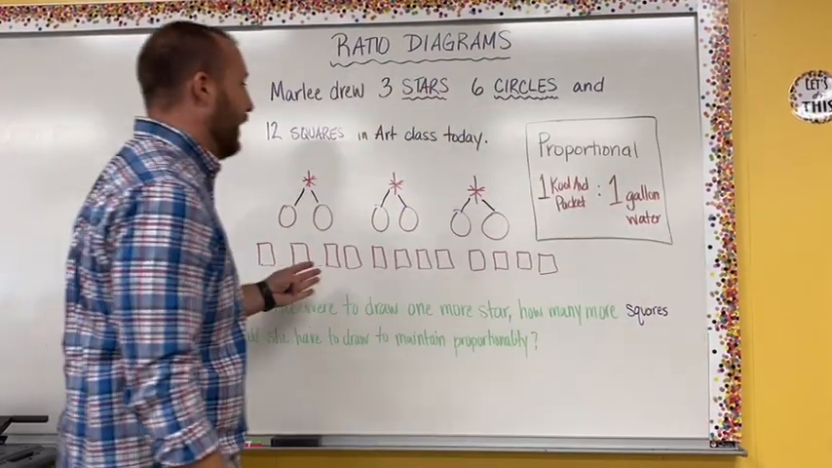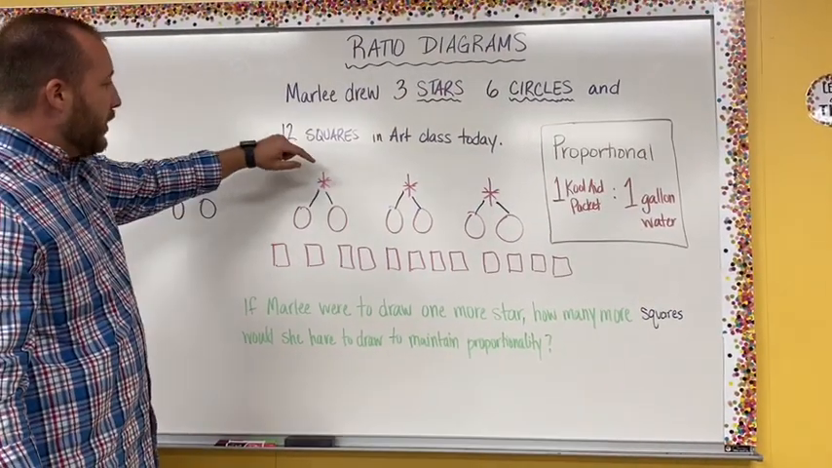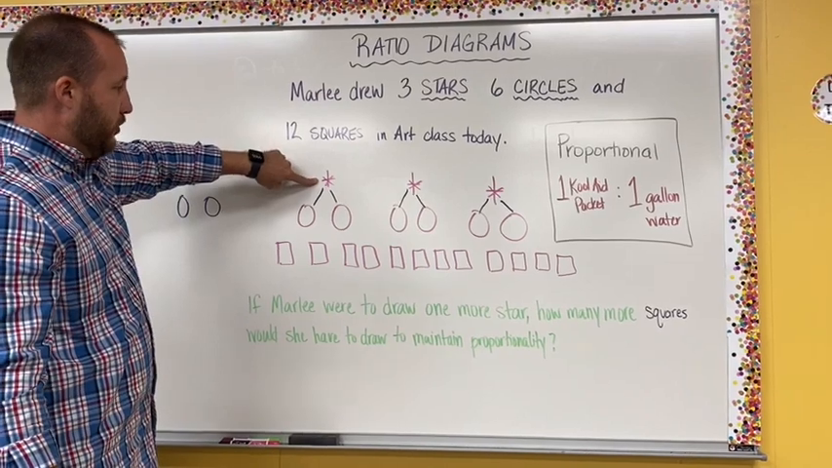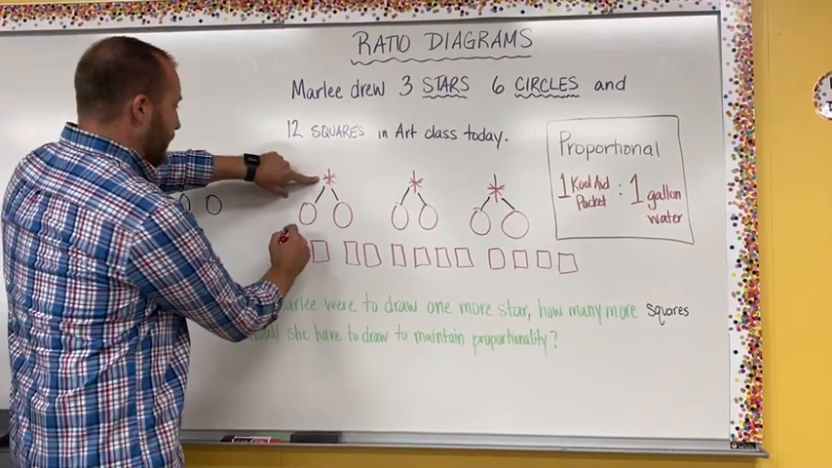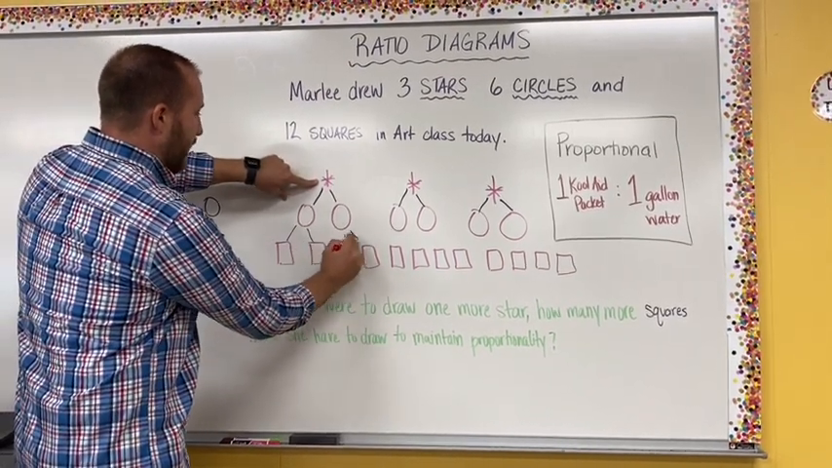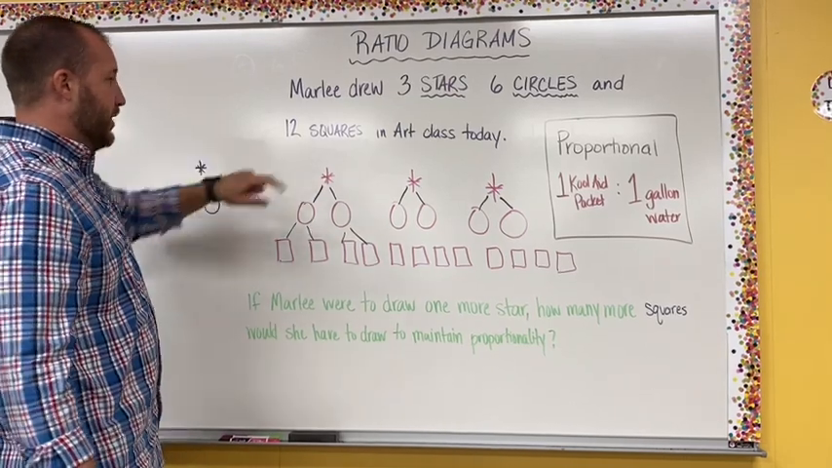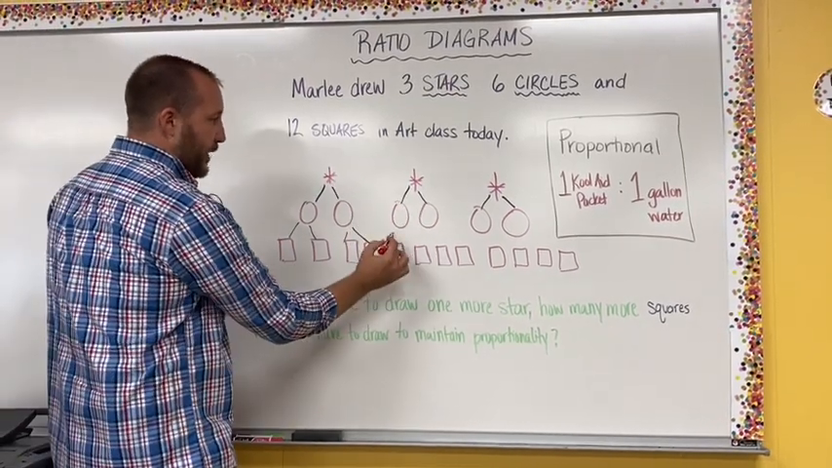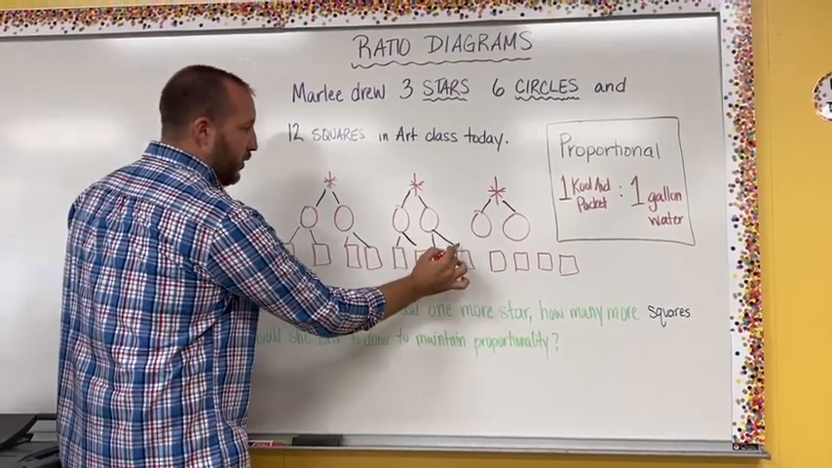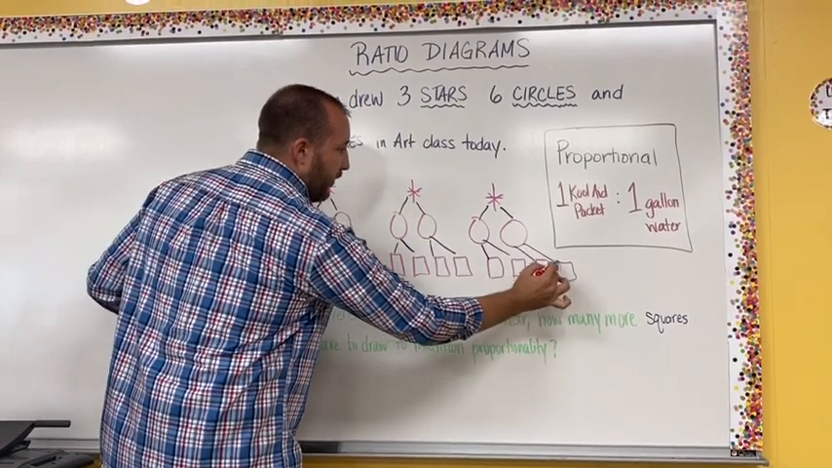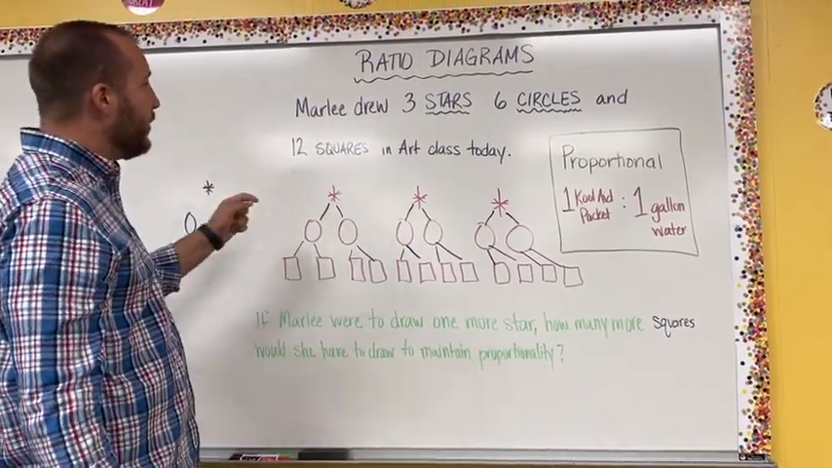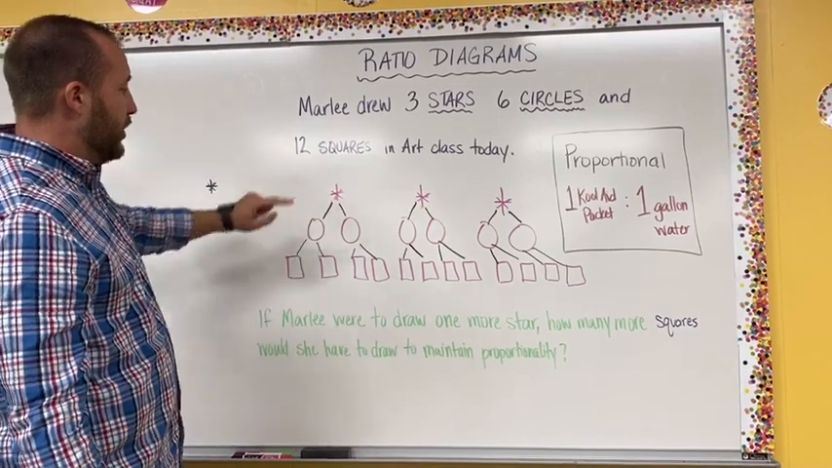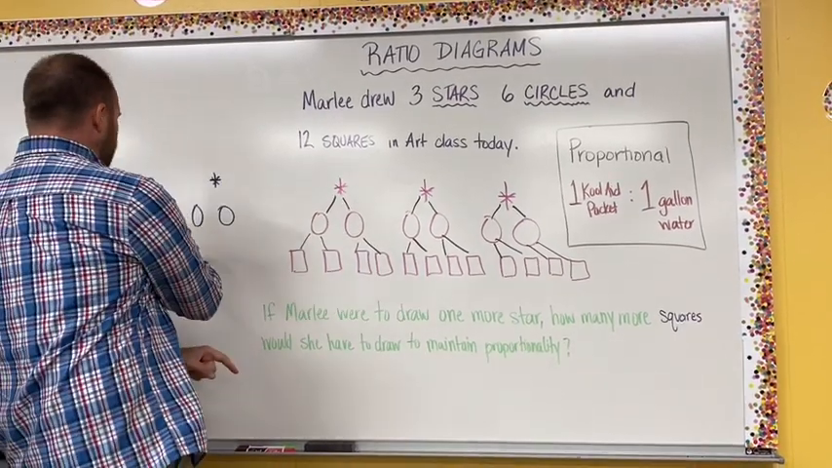Well, we're going to look back at our ratio diagram. For every 1 star that Marley drew in art class, she drew 1, 2, 3, 4 squares. So, and we'll check the others to make sure. 1, 2, 3, 4. 1, 2, 3, 4. Okay, so for every star that she drew, 4 squares. So we would continue that right here.